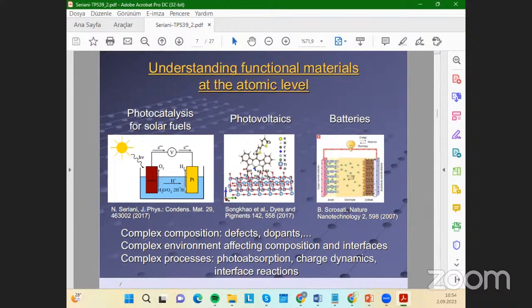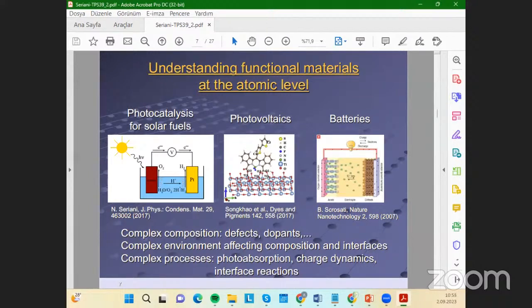As I said, besides photovoltaic systems, here I show a dye attached to a titanium dioxide substrate. We are also interested in battery materials, and what I'm going to spend most of the time talking about today, photoelectrocatalytic systems for the production of solar fuels. Actually, what I'm going to focus on is the production of hydrogen from water.